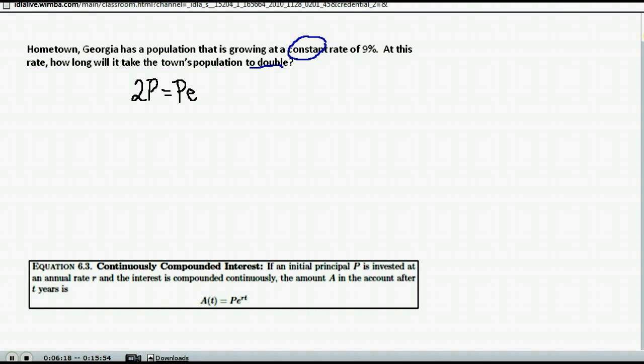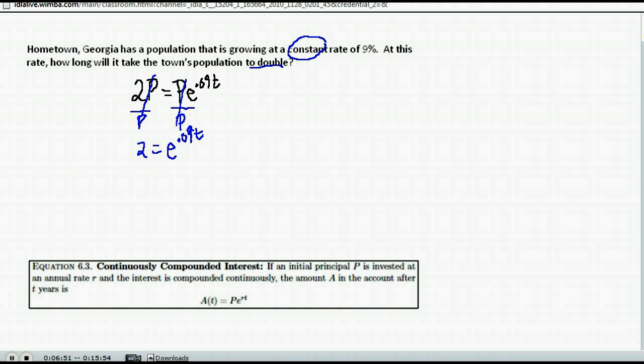E to the rate is 9%, so we get 0.09 when we write that as a decimal. And how long will it take? We don't know t. Notice we have 2 different variables there, but what we're going to do here is divide both sides by P, and notice P will cancel. Again, I use 2P because they want to know how long for the original population to double, so it would be twice the original population. Now I have 2 is equal to e to the 0.09t.